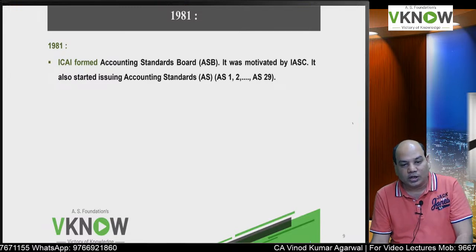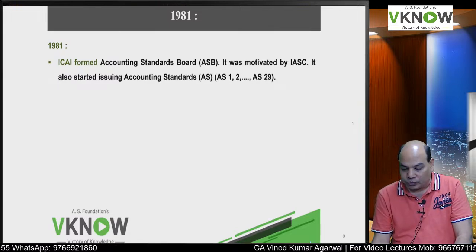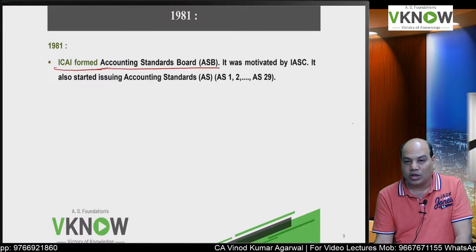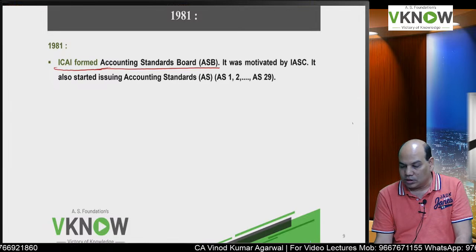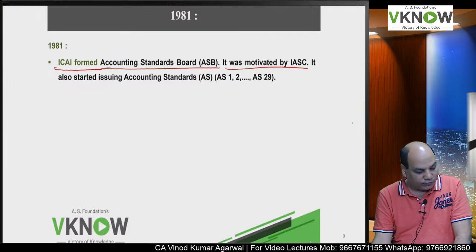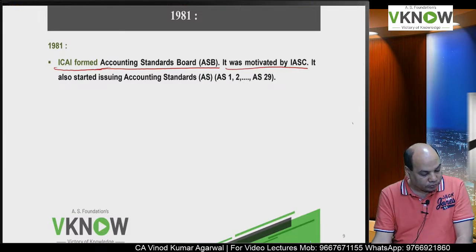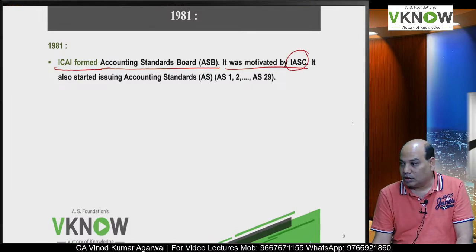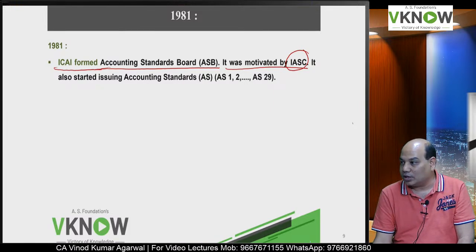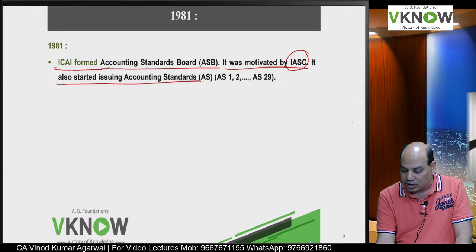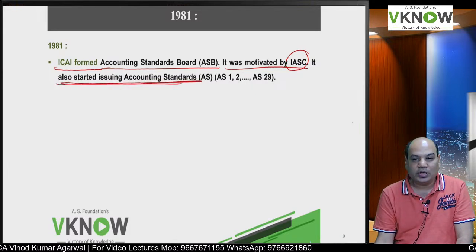So let us start with the Indian scenario. In 1981, the Institute of Chartered Accountants of India formed one body called ASB, Accounting Standards Board. It was motivated by IASC, because IASC was formed in 1970. So in India also we started issuing recommendatory standards by forming ASB. When they were issuing standards in the beginning, it was recommendatory in nature.